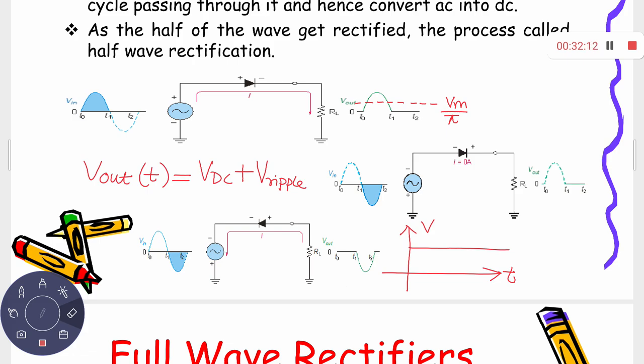Now, I can visualize. One second, let me refer to that concept that any signal can be decomposed into two different components. Remember, this is a time varying signal, something like that. Now, I can visualize this signal having two components. One is a DC component, that is a time invariant, constant component, and second is the time varying component, that is a ripple component.